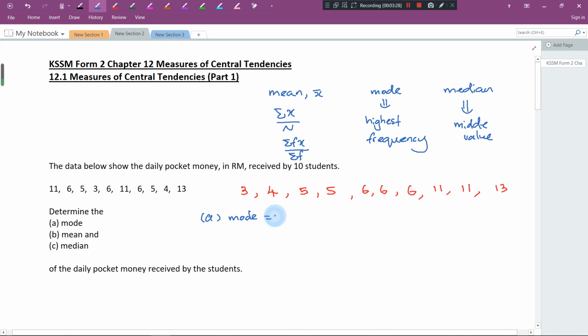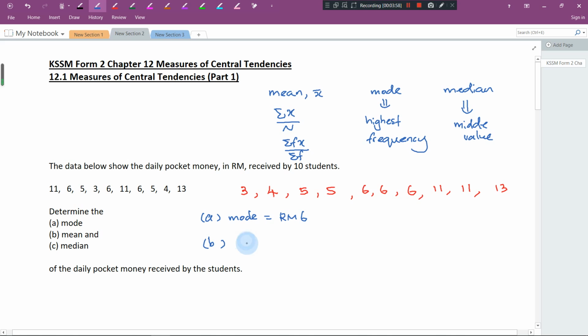Mode is the data which has the highest frequency. So the frequency for 3 is only 1. The frequency for 4 is 1. The frequency for 5 is 2. The frequency for 6 is 3. The frequency for 11 is 2. And the frequency for 13 is 1. Now I have 3 times, right? This 6 has the highest frequency, which is 3. So the mode is RM 6.